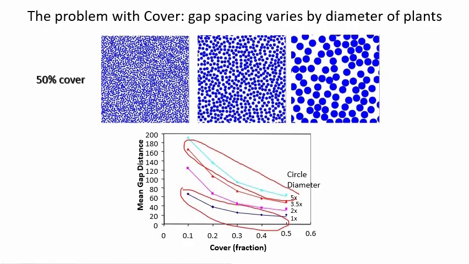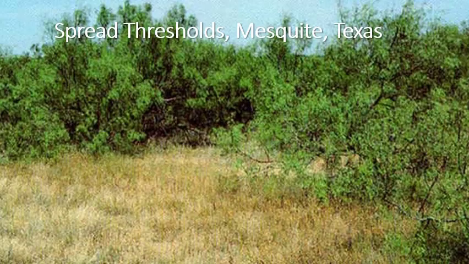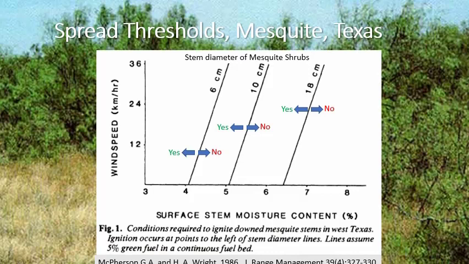representative variable for continuity. Let's look at a paper on spread thresholds in mesquite shrublands in Texas. This is by McPherson and Henry Wright. And in this case, they found 3 important variables to predicting when their prescribed fires would spread under a particular set of weather conditions. One is the wind speed, where obviously the higher the wind, the easier it is to spread. That's on the y-axis. The x-axis is the surface stem moisture content, and this is for the grasses.